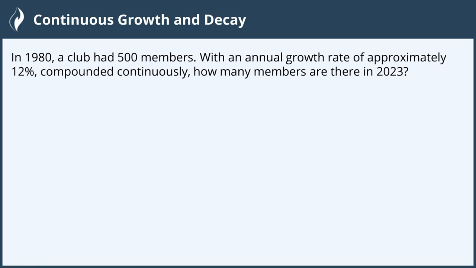The first thing we need to find is how many years it was between 1980 and 2023. So we'll take 2023 and subtract 1980, giving us a total of 43 years. And we know that it was compounded at 12%. Changing this to a decimal will move the decimal 2 place values to the left, which makes it 0.12.